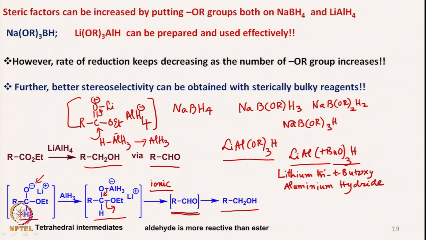cannot be easily stopped at the aldehyde stage, mainly because the tetrahedral intermediates which are formed in these reactions are ionic in nature, and therefore are not stable under the reaction conditions and decompose faster to the corresponding aldehyde.